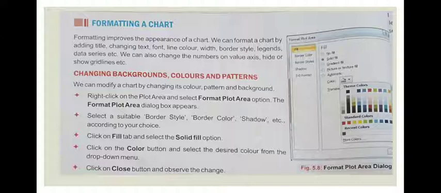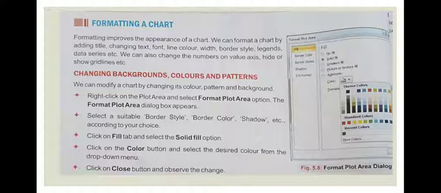Now the next topic is changing background colors and patterns. How can we change background colors and patterns? We can modify a chart by changing its colors, patterns and background. For that, follow the given steps. Right click on the plot area and select the Format Plot Area option. The Format Plot Area dialog box appears. Select a suitable border style, border color, shadow, etc.